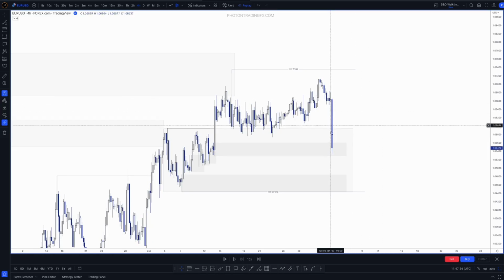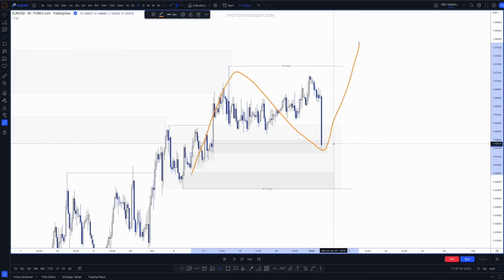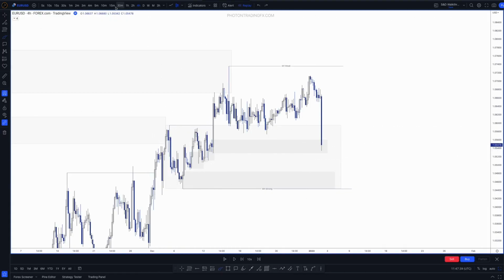Okay, so we've impulsed down and we've come into our 4-hour demand zone. So this is where we can now look to see: will the 4-hour swing trend continue? Are we going to form that 4-hour higher low, and continue to the upside? We obviously know we're within that daily demand as well. So let's drop down to the lower time frame.